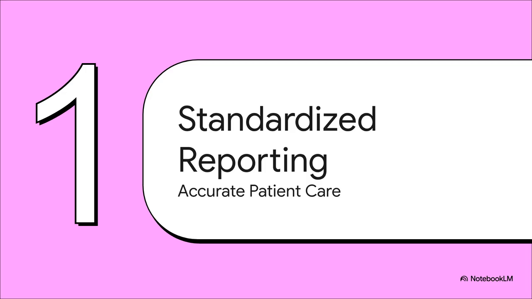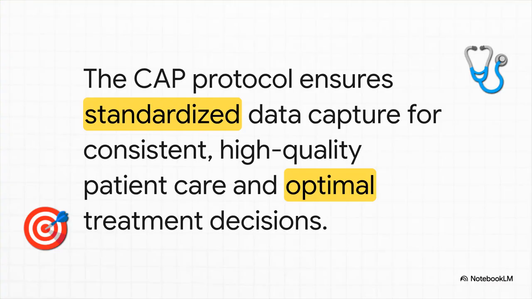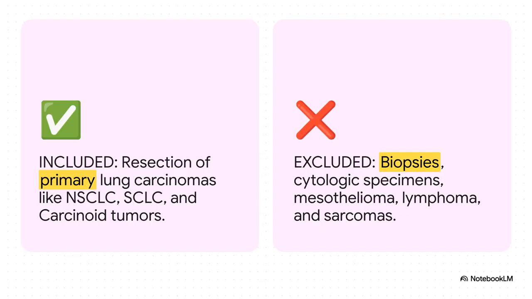Okay, so first things first. Before we get into the weeds, we have to understand the framework. Why is this protocol so critical, and what are the basic ground rules for using it? The whole point of the CAP protocol, really, is to make sure that every single pathologist, no matter where they are, is collecting the exact same crucial data points. That consistency is everything. It's what allows the clinical team to accurately figure out a patient's prognosis and make the absolute best treatment decisions.